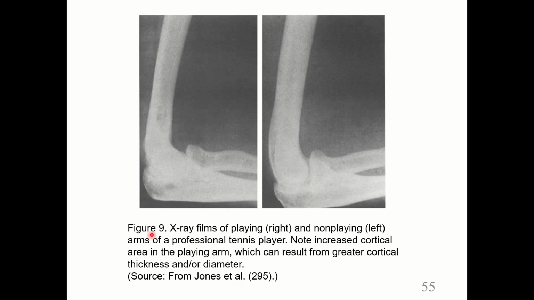This illustration is of X-ray films of the playing and non-playing arms of a professional tennis player. So this is the playing arm on the right, the non-playing arm on the left. Note the increased cortical area, or compact bone, in the playing arm. This can result from greater cortical or compact thickness and/or diameter because of the increased mechanical stress, since this is the dominant hand of that tennis player.